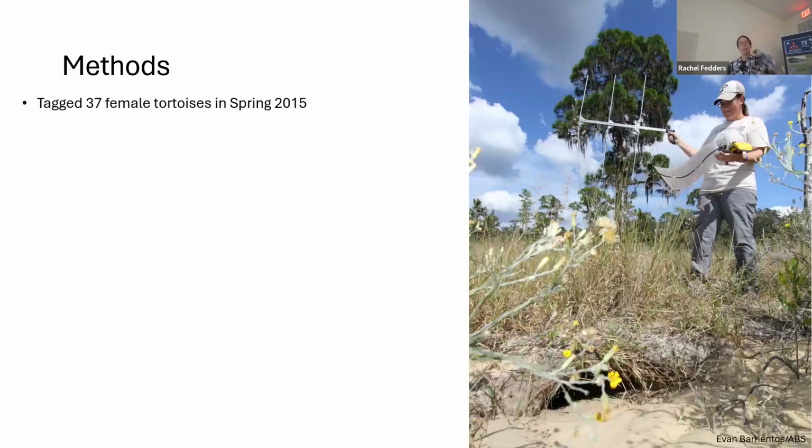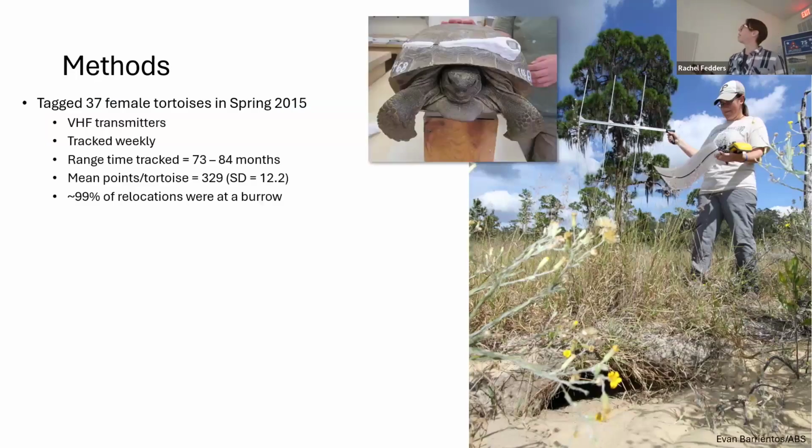Beginning in spring of 2015, we tagged 37 female tortoises with radio transmitters. You can see an example of how they're attached with epoxy to the shell. We tracked tortoises weekly, ending up with an average of 329 points per tortoise, I think about 12,000 observation points total.